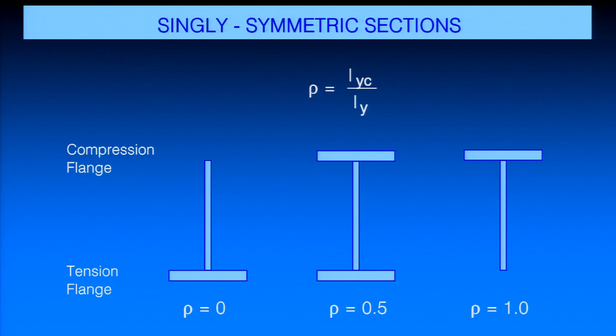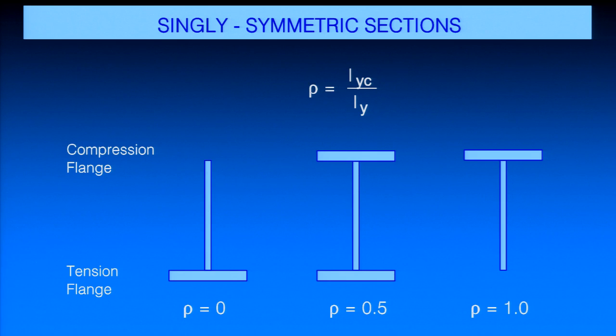Now, as I said, I want to talk a little bit about singly symmetric sections, and we'll talk a little bit more about load position before we make some conclusions on when we have to worry about top flange loading or not. When we get into singly symmetric sections, we usually have to go to more complicated expressions than what we had for doubly symmetric systems. A lot of times we may refer to a parameter that we call rho, which is usually defined as the moment of inertia of the compression flange divided by IY of the section.